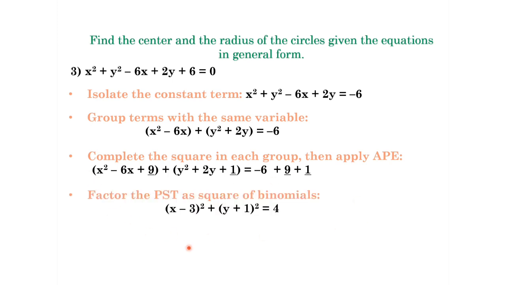Square root of x squared is x. Sign of the middle term is negative, so minus. Square root of 9 is 3. Y squared, square root of that is y. Sign of the middle term is plus. Then square root of 1 is 1. Negative 6 plus 9 plus 1 is equal to 4. Hence, our center is at 3, negative 1, and radius is 2.